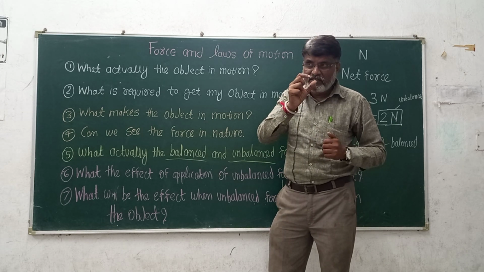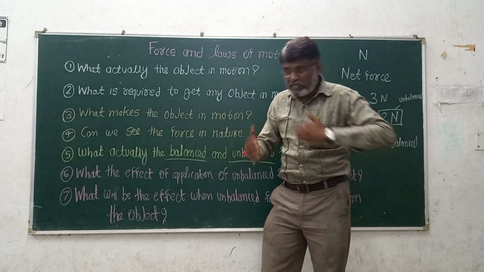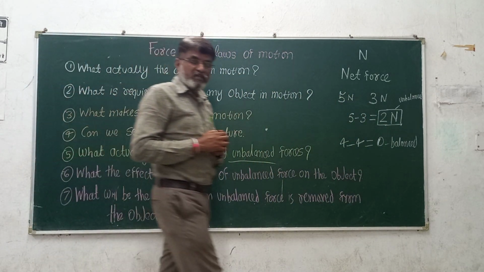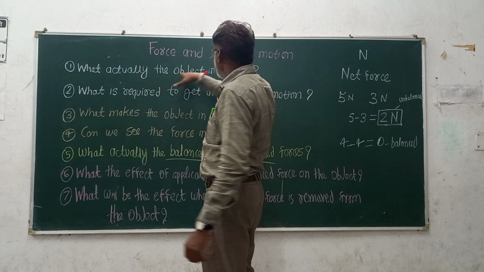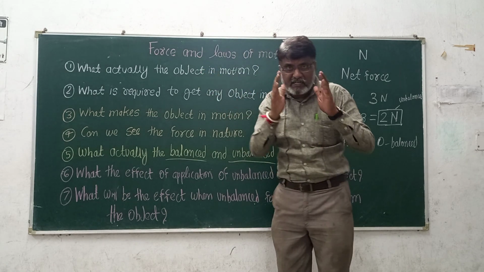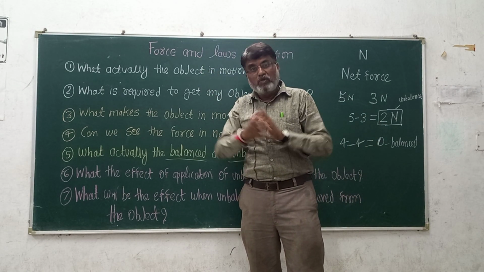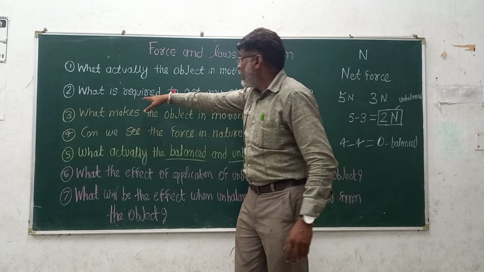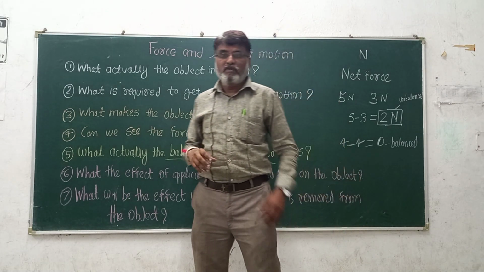Definitely certain things are affecting that object, so that object is in motion. What is that? That we have to study. Definitely a certain thing is acting on that object, due to which the object is in motion. Next, what is required to get any object in motion?